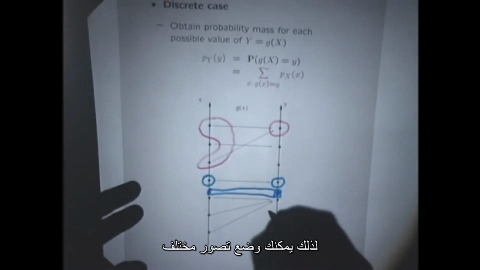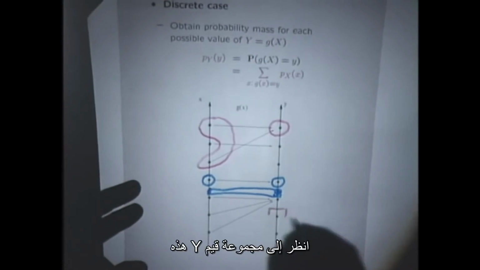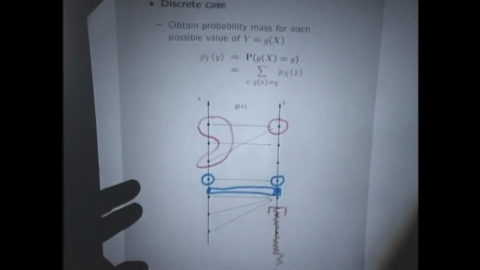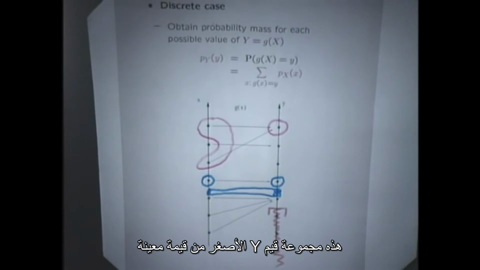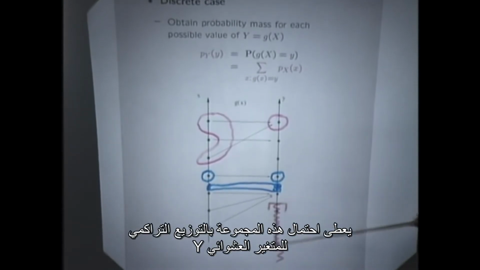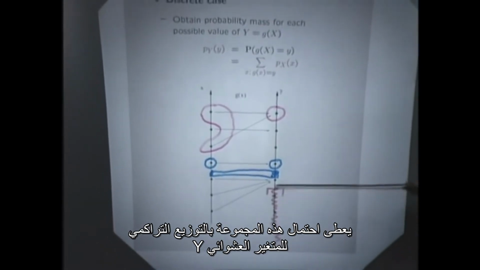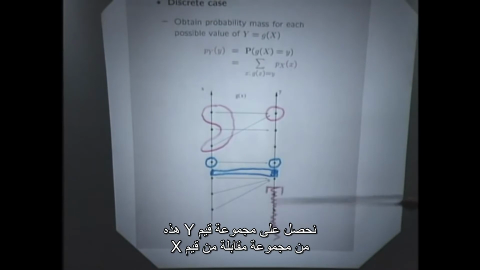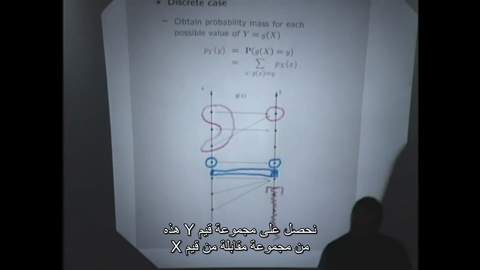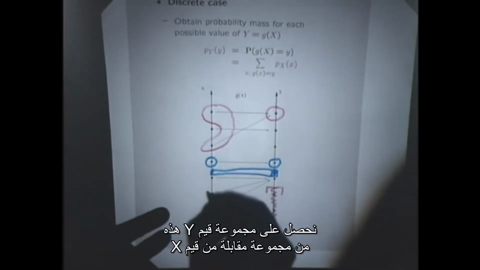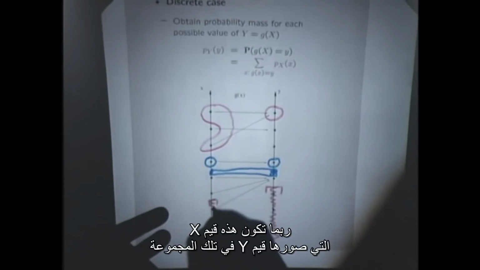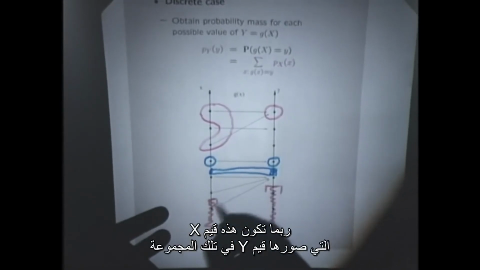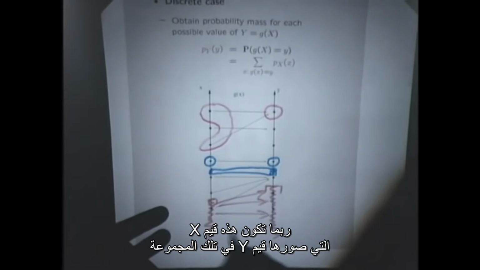So you can instead do a different picture. Look at this set of y's. This is the set of y's that are smaller than a certain value. The probability of this set is given by the cumulative distribution of the random variable y. Now, this set of y's gets produced by some corresponding set of x's. Maybe these are the x's that map into y's in that set.